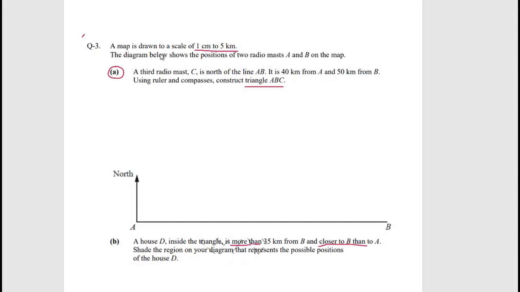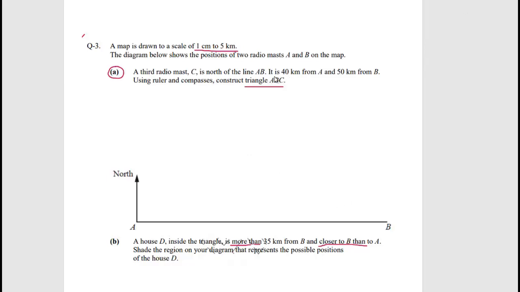A map is drawn to a scale of 1 centimeter to 5 kilometers. The diagram below shows the position of two radio masts A and B on the map. This A and B are the two masts. A third radio mast C is north of line AB. North is upward from this line. So the third radio mast C will be in the upward direction of this line AB.